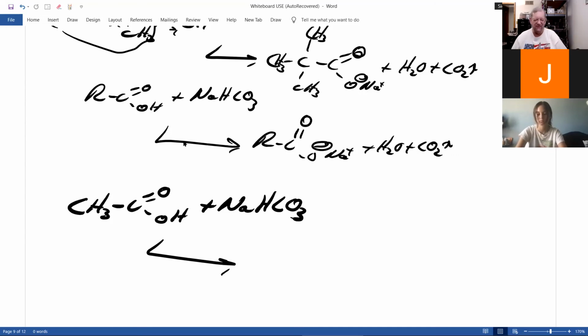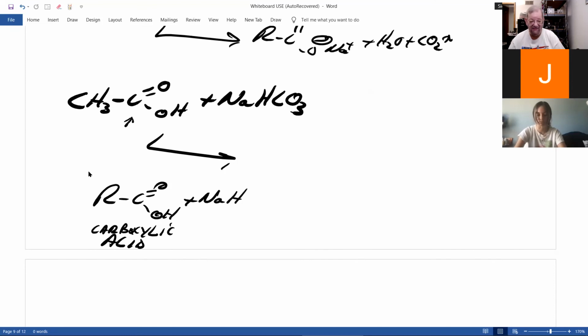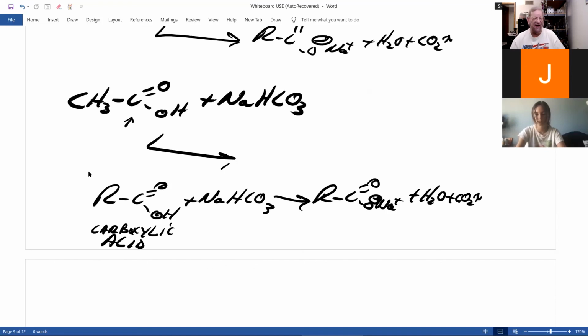Everybody's done. Let's take a look. What do I have that's different here? A carboxylic acid. Carbonyl with an R group and a hydroxyl group, carboxylic acid. Sodium bicarbonate, baking powder. And what do you get? The carboxylate anion plus water plus carbon dioxide given off as a gas.